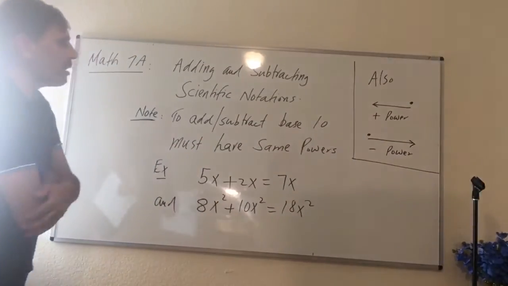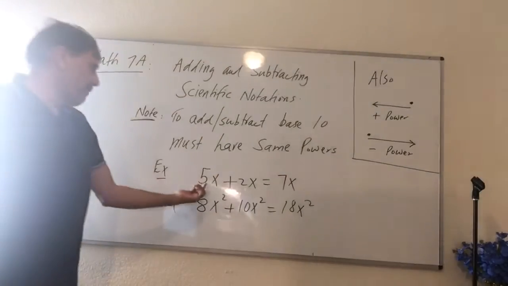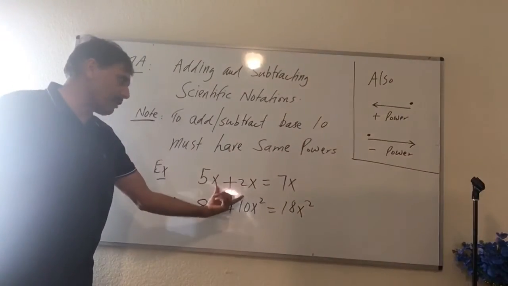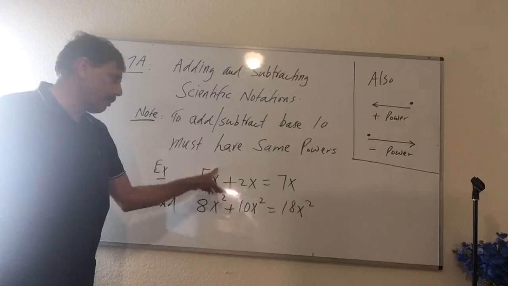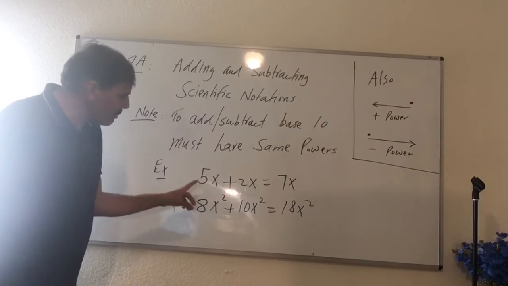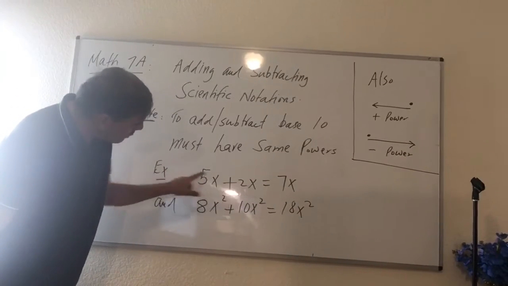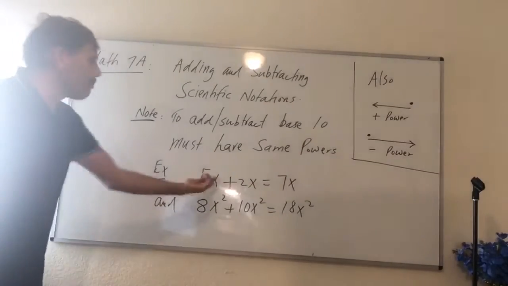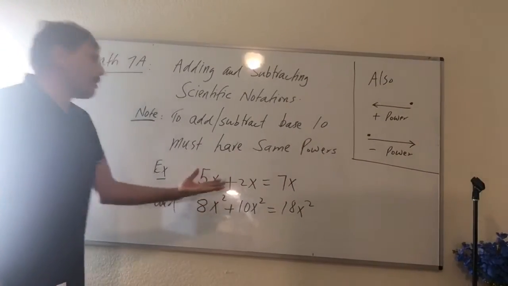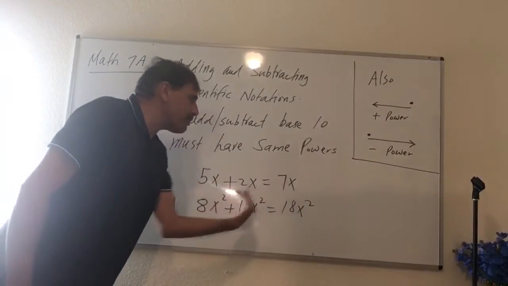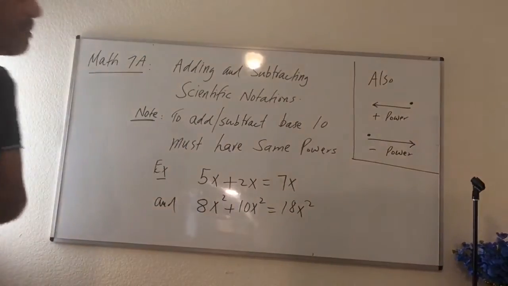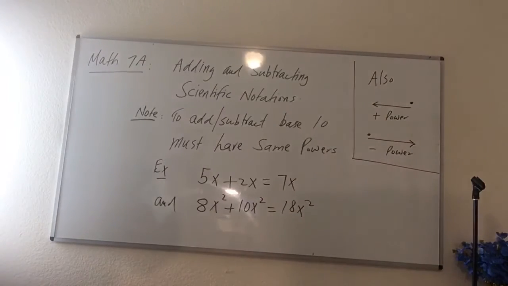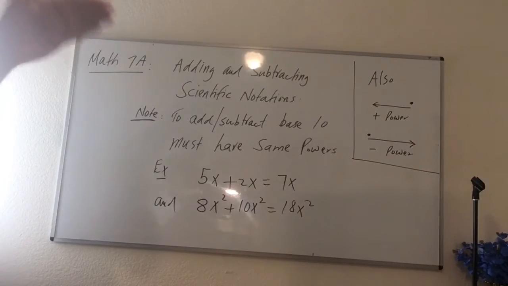Just like when we combine like terms, look, 5x plus 2x, they are like terms. Look, x and x, they both have power 1. With like terms, you only add or subtract the coefficients. So 5 plus 2 is 7. If it's a minus, you subtract, but you always keep the variable as is. So in this case, when you have base 10 with the same power, you leave base 10 as is, we will not touch it.